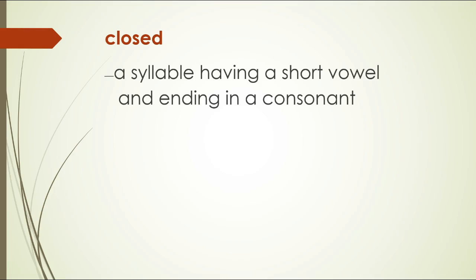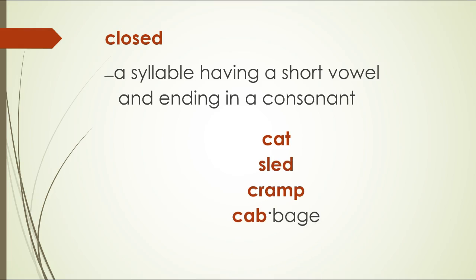Like I said previously, a closed syllable is a syllable having a short vowel and ending in a consonant. So, this has one vowel, and it's followed by a consonant. The vowel is short. For example, in the word mug. Other examples would be cat, sled, cramp, or the word cabbage. Now the word cabbage here has 2 syllables because as you can see, we have more than one vowel. The first syllable in cabbage is a closed syllable, C-A-B. Also is the word cab, like if you're going to hail a taxi, another word for taxi.